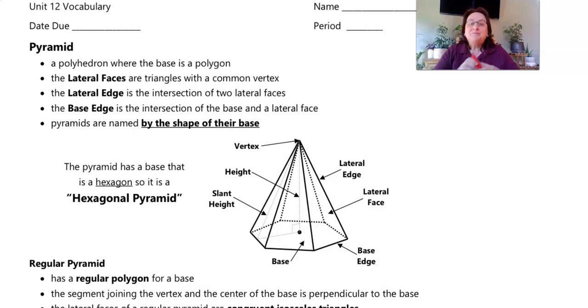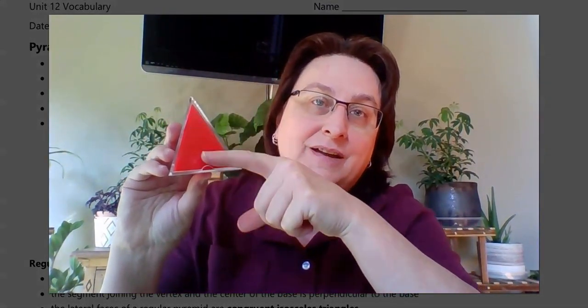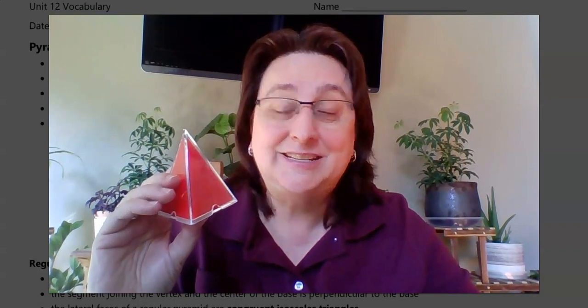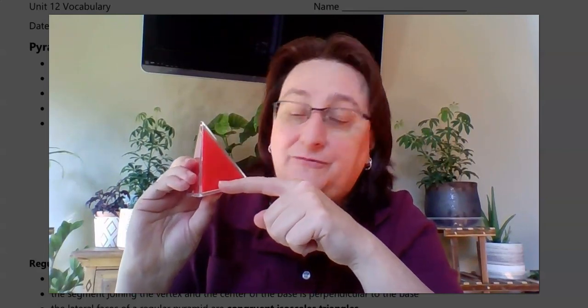With a pyramid, we are still going to have lateral faces. The lateral faces are going to be right here. We're also going to have lateral edges, that's right here. And we're going to have height, which goes from the vertex to the base. And we're going to have slant height. Now slant height goes down the side of the face. The slant height goes down the face. It does not go down the edge. It goes down the face.